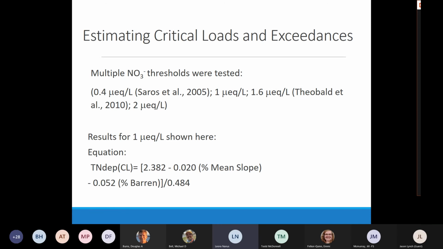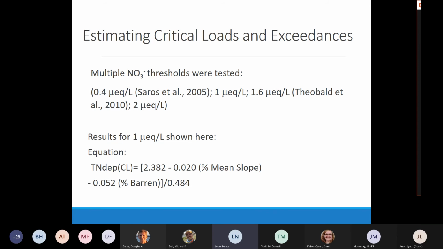So we tested multiple nitrate thresholds. I think that's a nice theme in the talks that were given today, is really looking at multiple thresholds. So 2 were based on the literature. That's the lowest one from Saros, as well as 1.6 from Theobald. I'm going to show results using 1 microequivalent per liter as the nitrate threshold in between the 2.